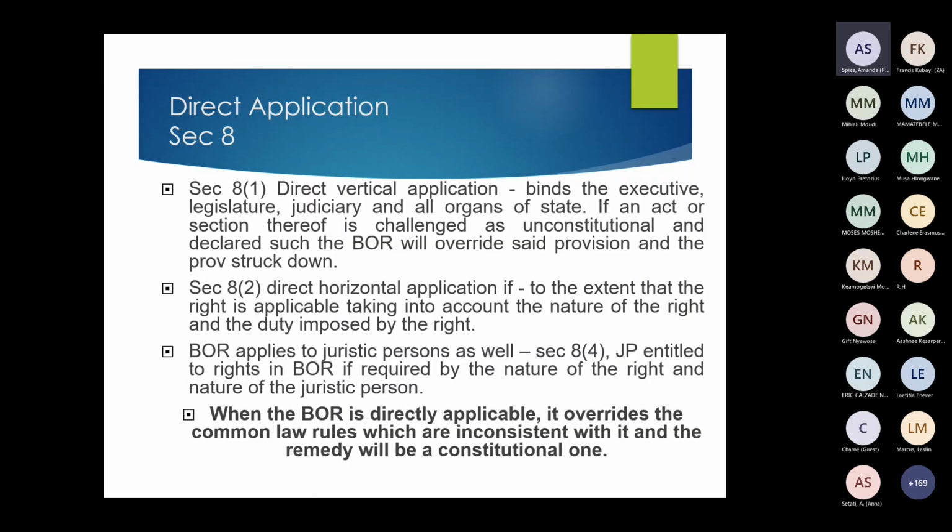And then also you'll find that Section 8.4 of the Constitution provide that juristic persons are entitled to the rights in the Bill of Rights, also dependent again on the nature of the right and the nature of the juristic person. For example, if you think about it, a juristic person won't be able to claim the right to life. But for example, if you are a publishing house, you will be able to lay claim to the right to freedom of expression. So it's dependent on the nature of the right and the nature of the juristic person.